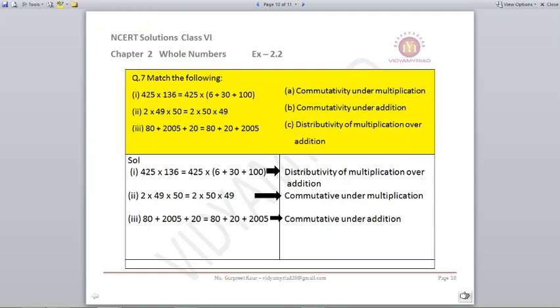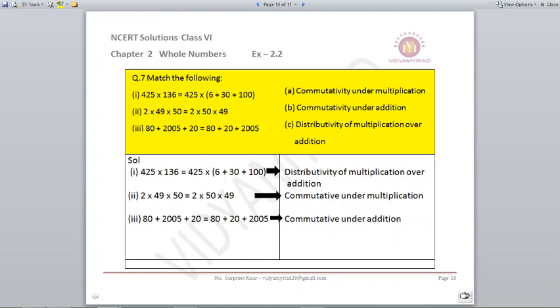Second part, you have 2 into 49 into 50 is equal to 2 into 50 into 49. What is happening? You are changing the order. What is the change? Commutative. So is it commutative of multiplication or addition? We are using the multiplication sign. So this answer is commutative under multiplication.